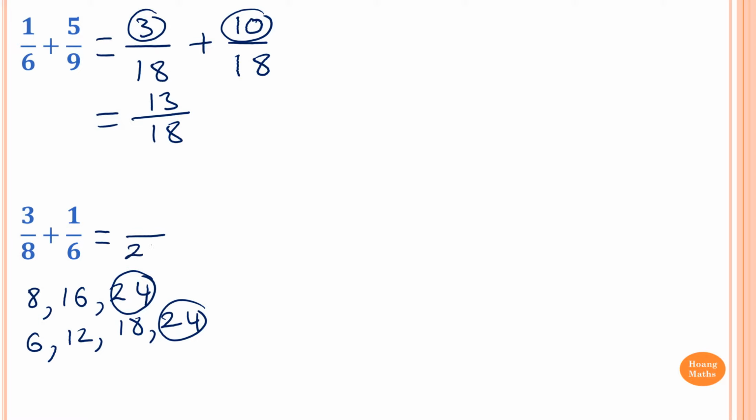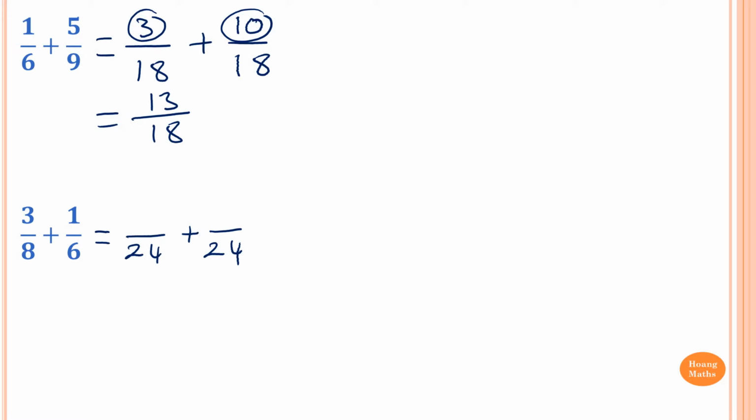So we just write 24 here. We add 24 down here as well. Now, from 8 to 24, we know that it is times by 3 because 8 times 3 is 24. So the top must times by 3 as well. So 3 times 3 is 9. So just write this down. Now from 6 to 24, we times by 4 because 6 times 4 is 24. So therefore, this must times by 4 as well. So 1 times 4 is 4.